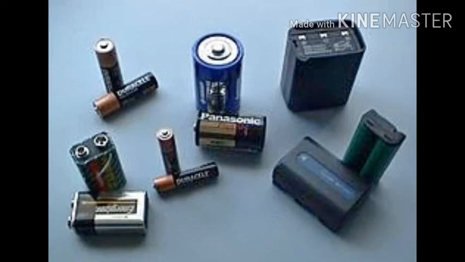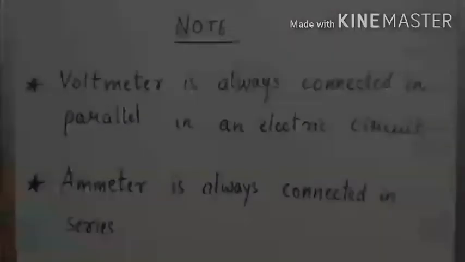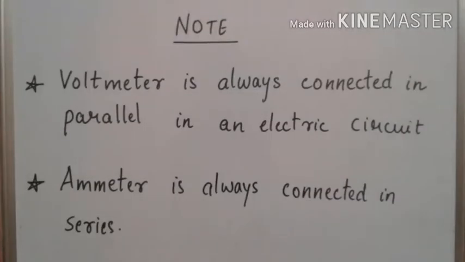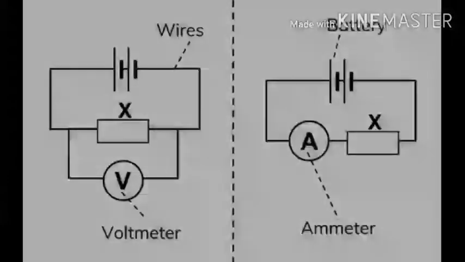Everyone knows how a battery or a cell looks, but still these are a few examples. Now children, it's a very important note that a voltmeter is always connected in parallel in an electric circuit, and an ammeter is always connected in series in an electric circuit. Let's have a view on it.